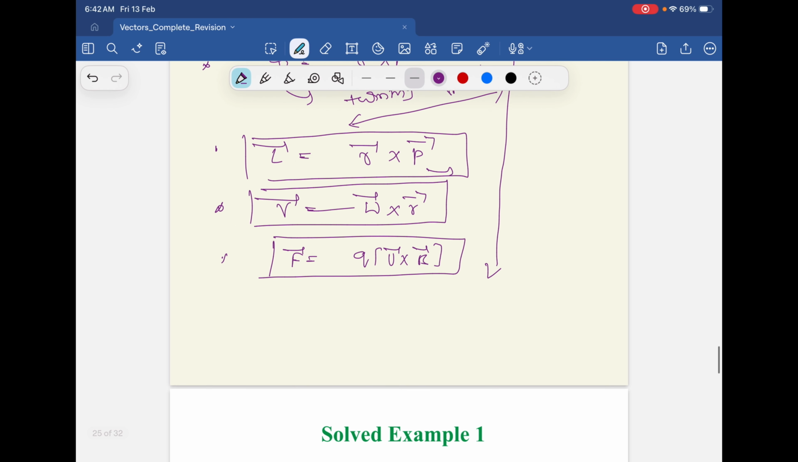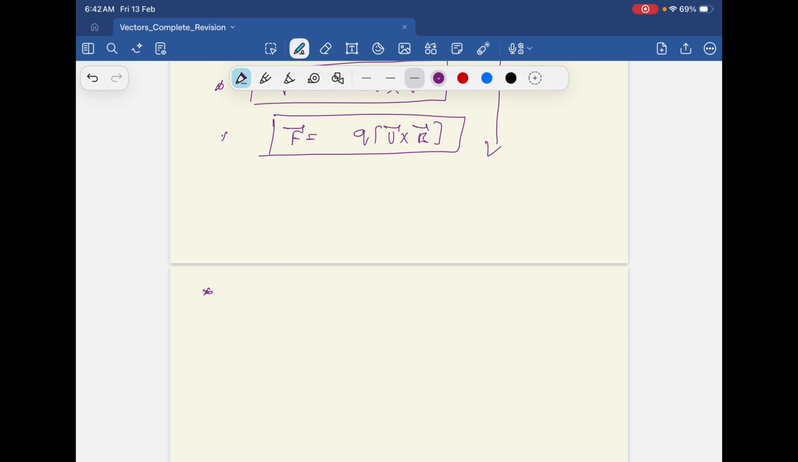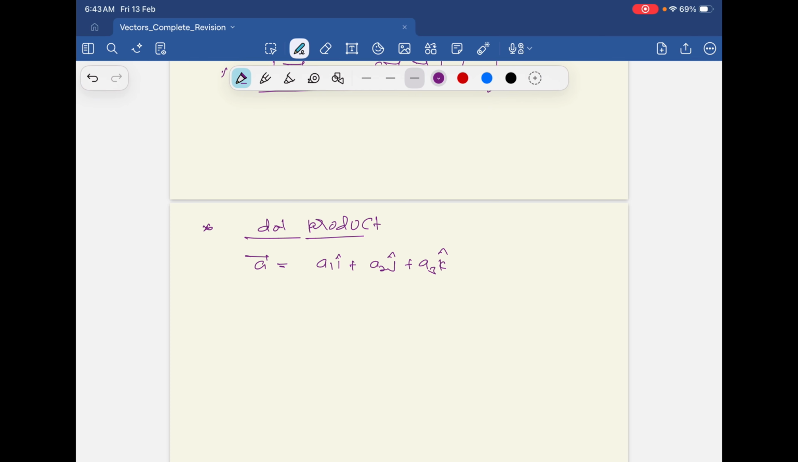Now, two methods: how to find cross product and dot product. We'll talk exclusively for 5-10 minutes now. Look at me. How to make use of dot product, how to calculate dot product. Now you see dot product and cross product. For example, I will take component form. Say A bar vector is A1 I plus A2 J plus A3 K, and B bar vector is B1 I plus B2 J plus B3 K.